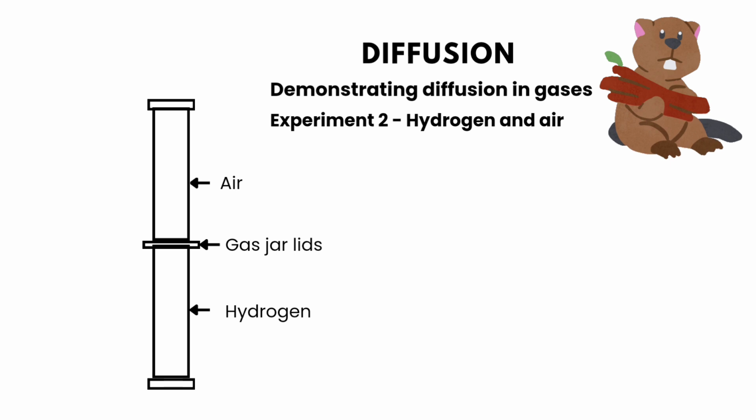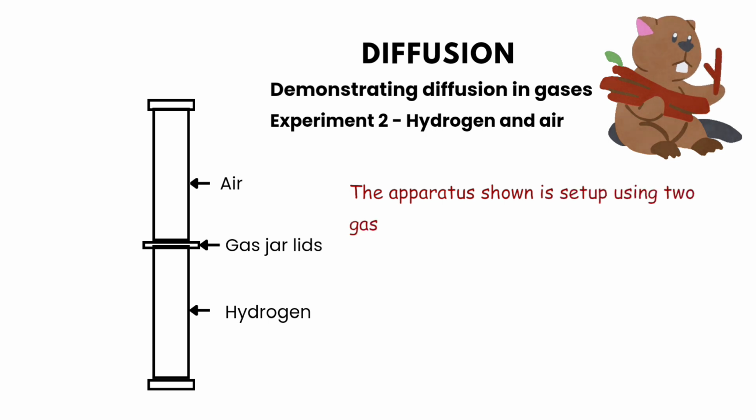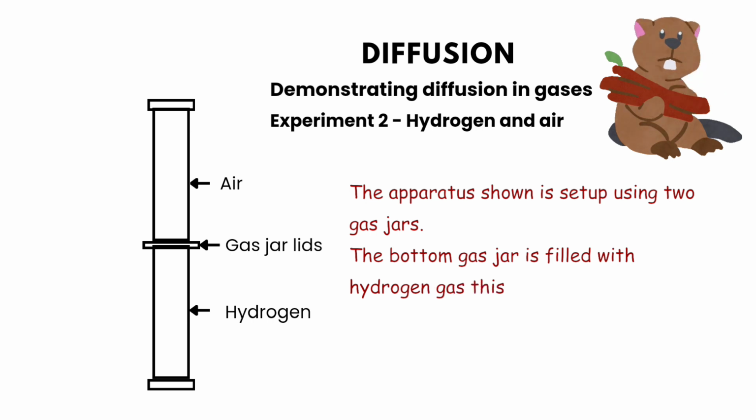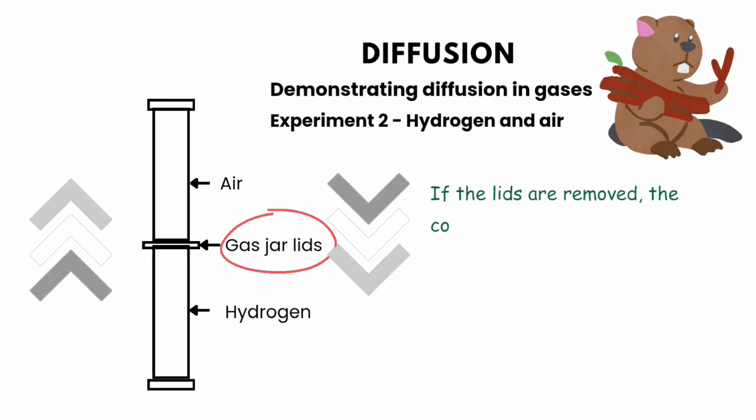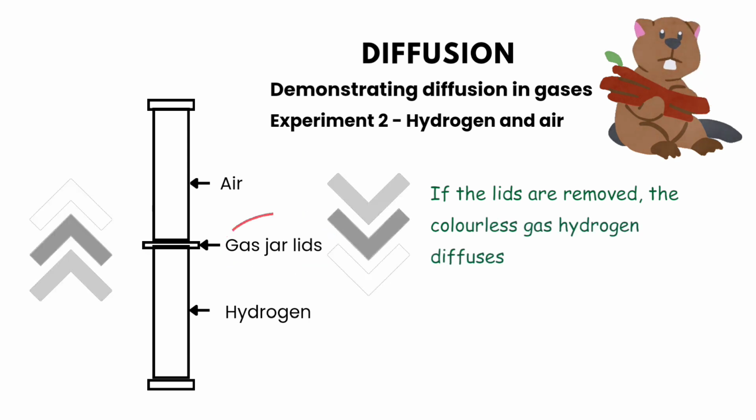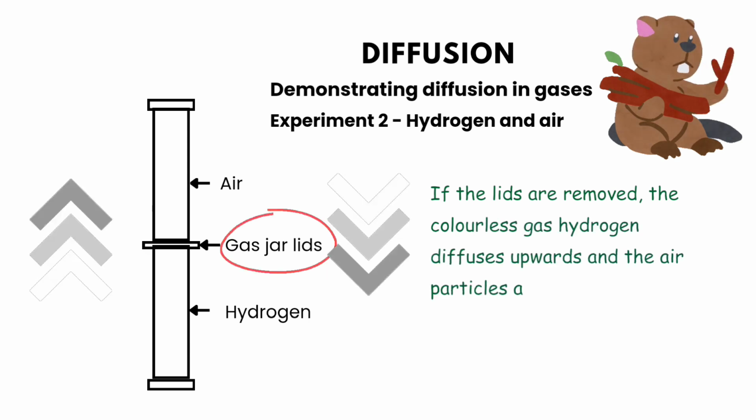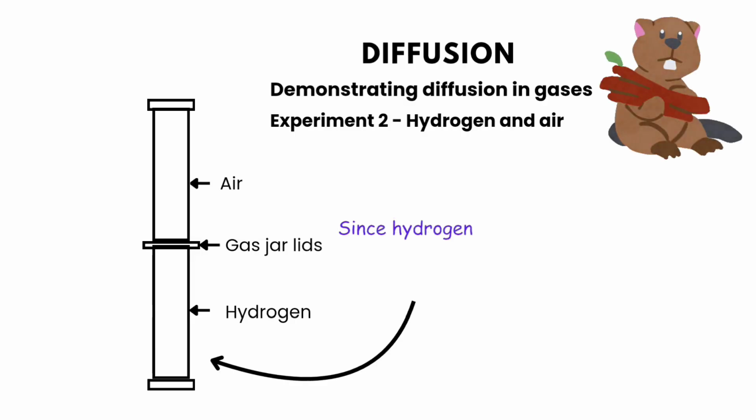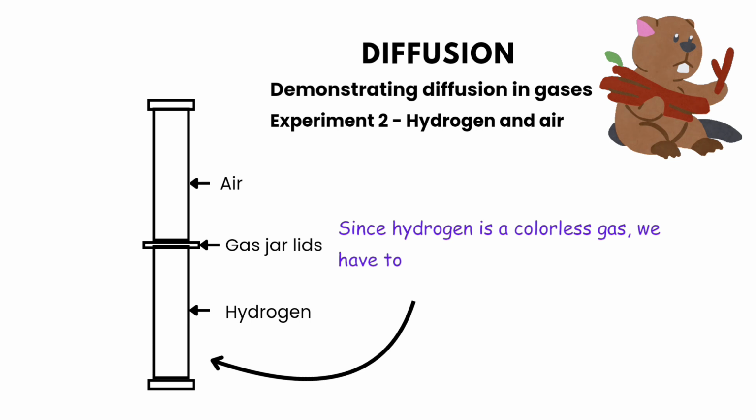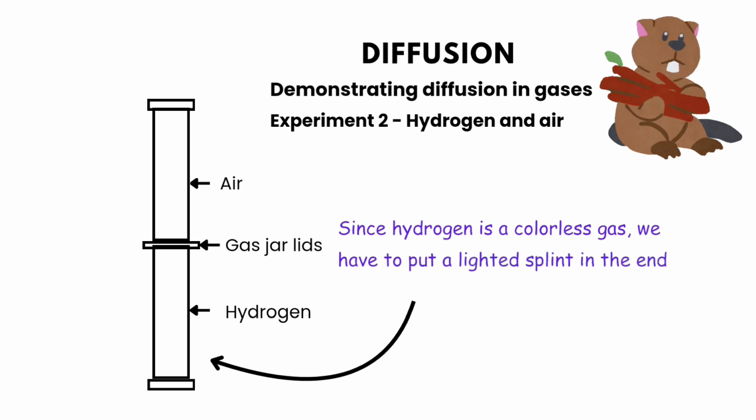The same experiment is repeated with hydrogen this time. The apparatus shown is set up using two gas jars. The bottom gas jar is filled with hydrogen gas this time. If the lids are removed, the colorless hydrogen gas diffuses upwards and the air particles also diffuse downwards. Since hydrogen is a colorless gas, we have to put a lighted splint in at the end to find out where the gases have gone.